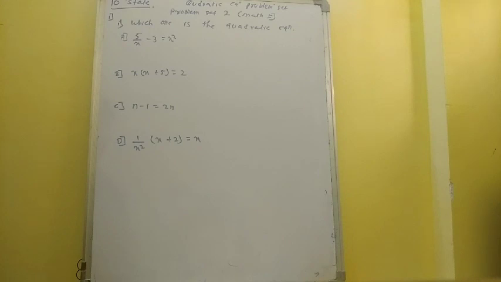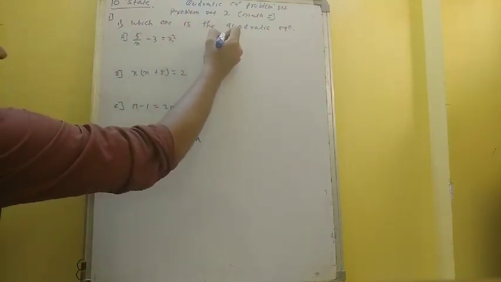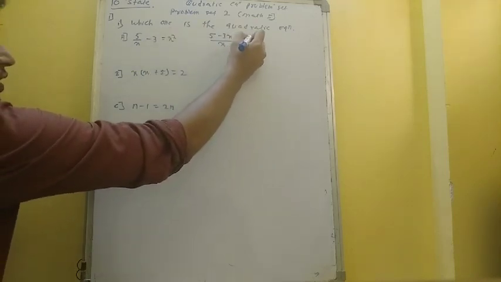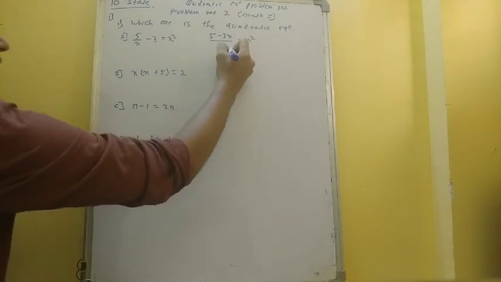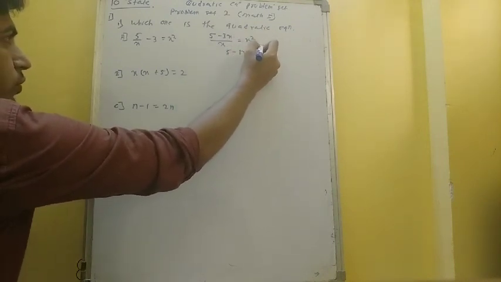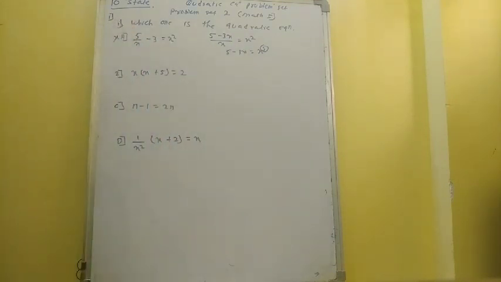So we have the four equations over here. We'll just simplify it and check which of the following is a quadratic equation or not. So first I will cross multiply over here. So 5 minus 3x upon x is equal to x square. X will go there. We have 5 minus 3x is equal to x cube. So it is cubic. So this is not the quadratic equation.